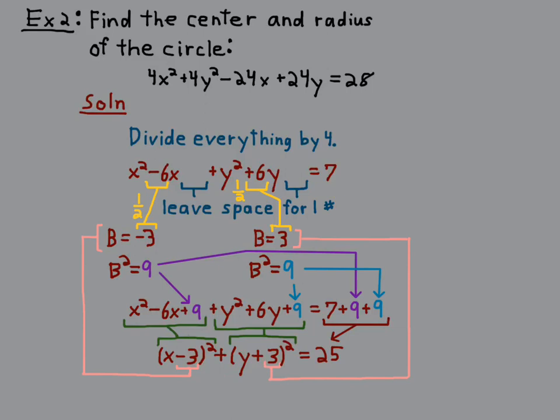So now they wanted to know the center and the radius. Well, the radius is 5. It's the positive square root of that, right? Let's see. The center, where is this 0? At 3. Where is this 0? At negative 3. So it's 3 comma negative 3. It's that simple, right?